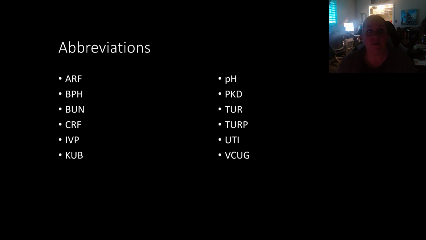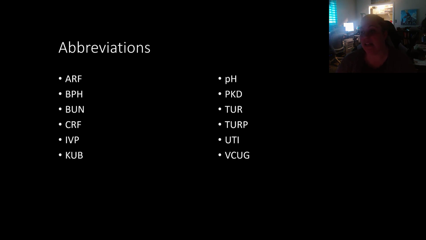Last but not least on here, we have the abbreviations. So you have a lot of different abbreviations in the back of your book, but we do have some listed here. So you have ARF, which is acute renal failure, BPH, which is benign prostatic hypertrophy. So this is where the prostatic gland is going to enlarge, and this is common in men as they age. We also have BUN, B-U-N, which is blood urea nitrogen, and this is going to be a type of test on a blood test. CRF is chronic renal failure.